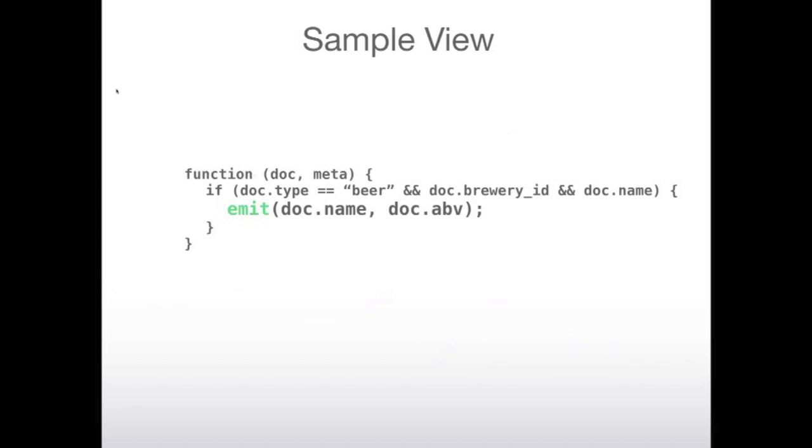So here's a sample view. We write them in JavaScript. On the Couchbase backend, we use the V8 engine to process these. So here's this function, and all your documents are going to be going into that function. There are two parameters here. There's the actual JSON document, that's the first parameter, and the document metadata also gets passed to the function.